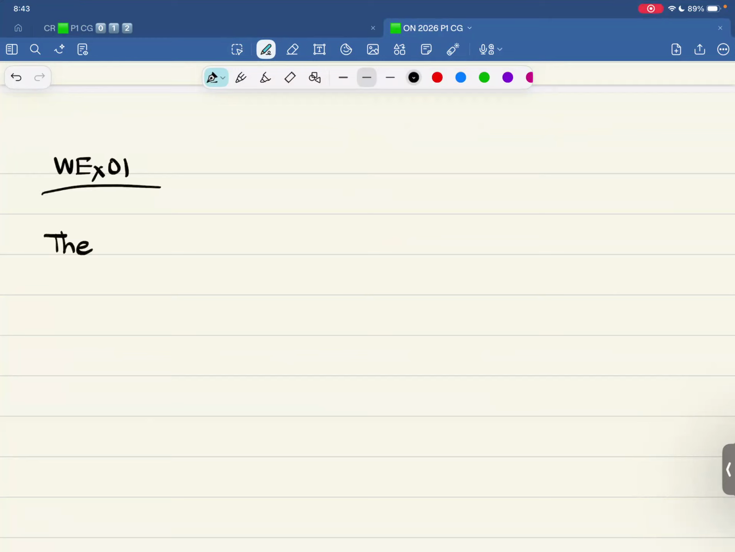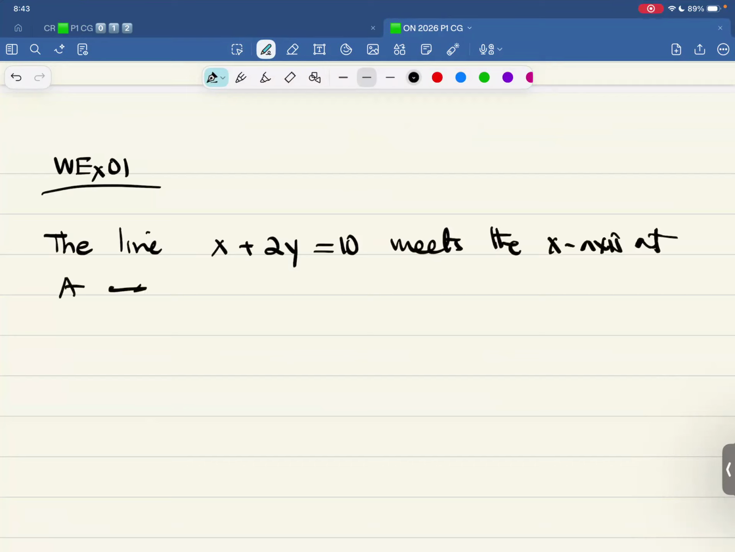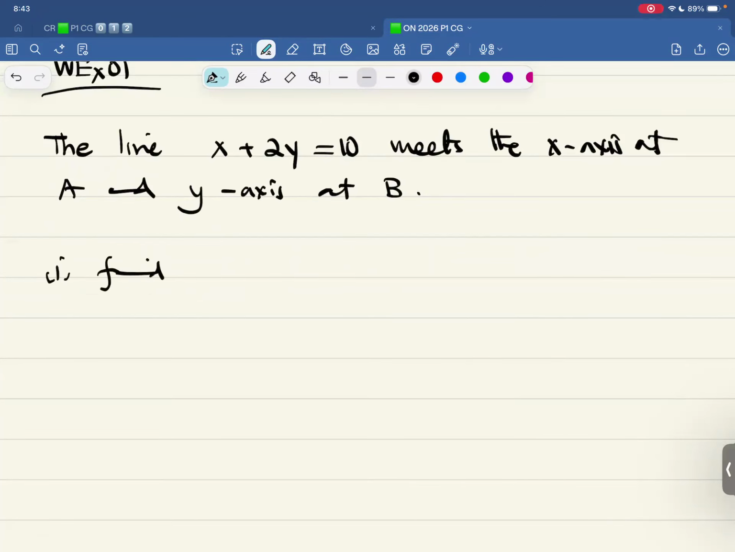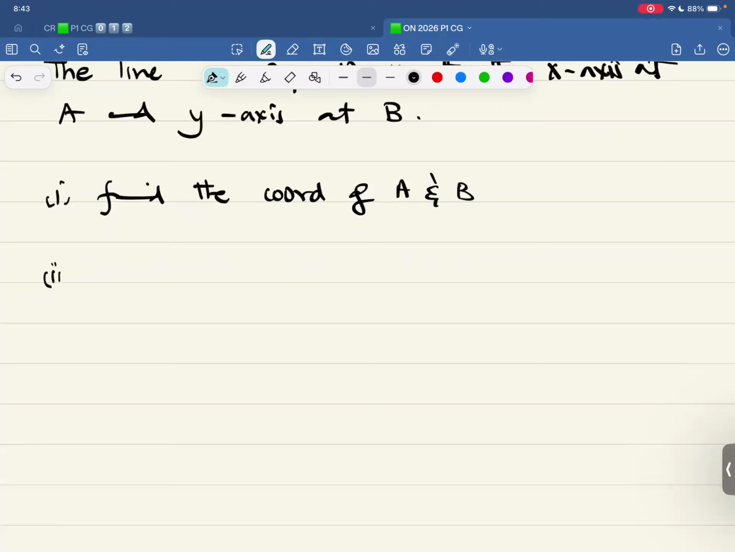The line x plus 2y equals 10 meets the x-axis at A and the y-axis at B. Part 1, find the coordinates of A and B. Part 2, find the area of triangle OAB, where O is the origin. I'll just pause for you.